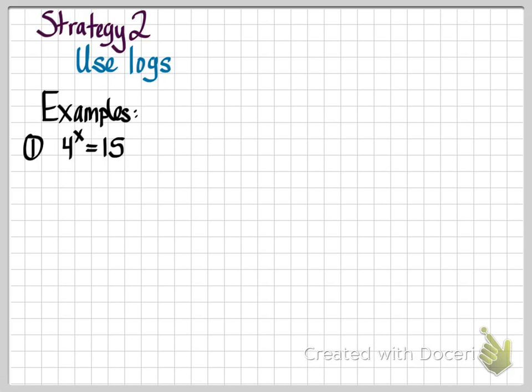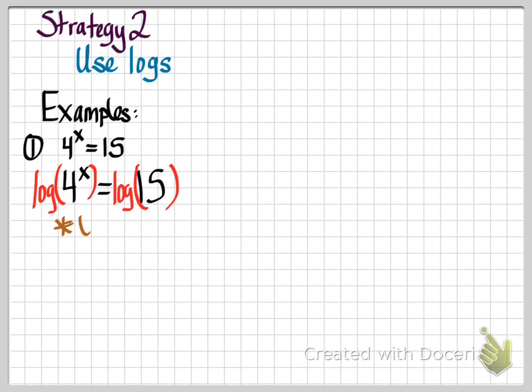So what we're going to do is use a property of logs that will allow us to drop the exponent. So 4 to the x equals 15. What we're going to do is do a legal move of taking the logarithm of both sides. It's kind of like multiplying both sides by 2 or squaring both sides. It's a legal operation because you're doing it to both sides and it doesn't change the equality of the equation. So we're taking the log of both sides.